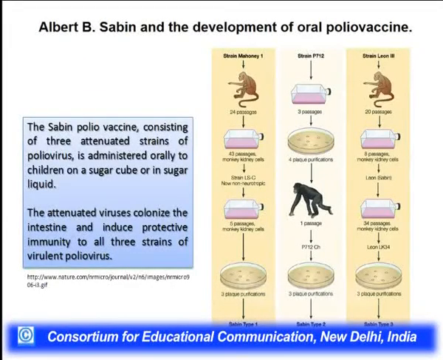Now, how exactly were these oral polio vaccines developed? The Sabin polio vaccine consists of three attenuated strains of polio virus, which are administered orally to children with the help of a sugar liquid. These attenuated viruses colonize the intestine and induce protective immunity against all three strains of the virulent polio viruses. These three strains were developed by three different protocols and methods, which are shown in this picture.